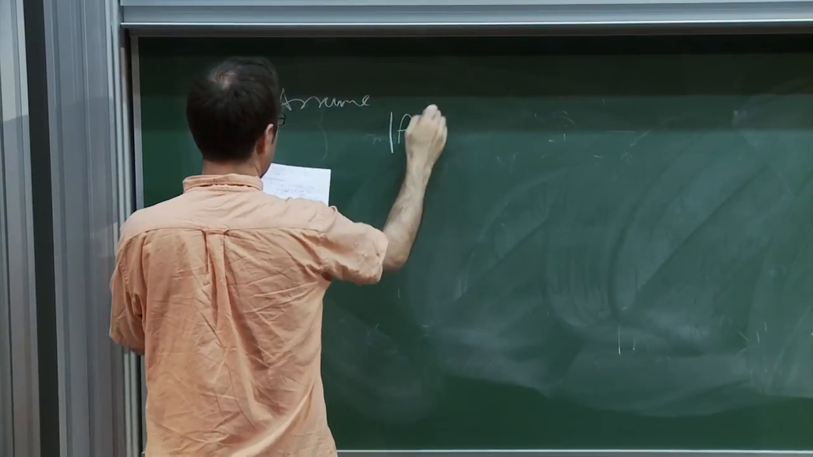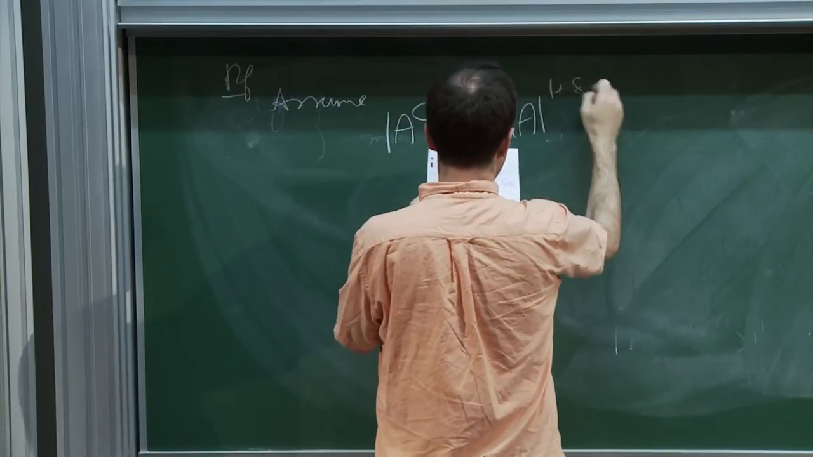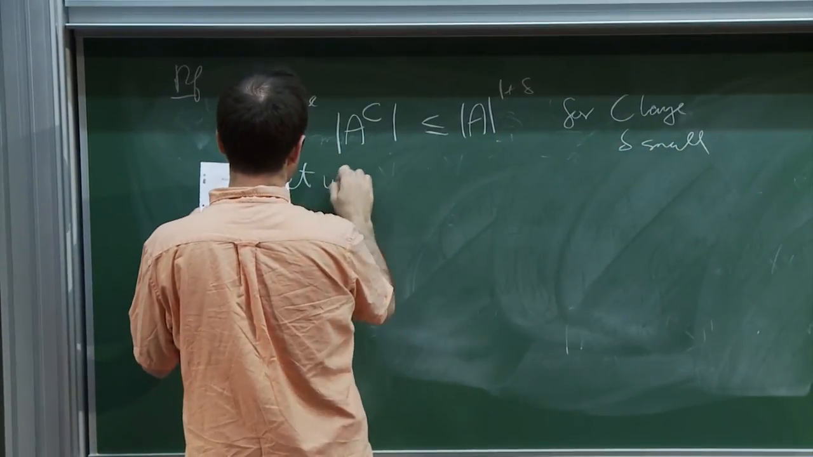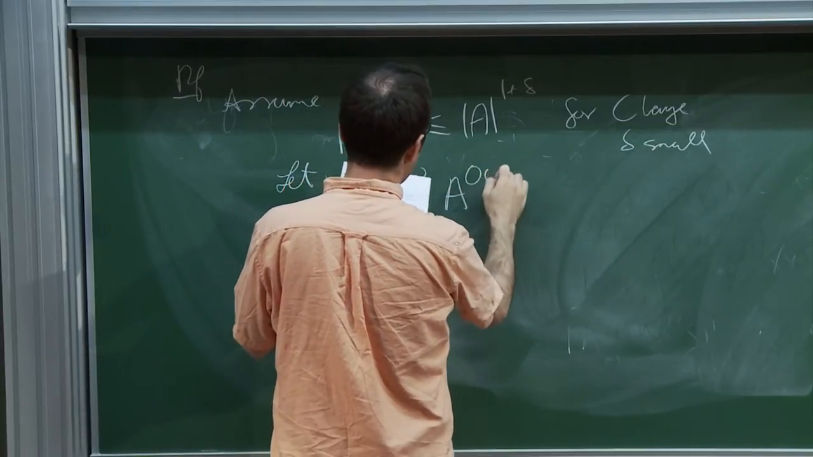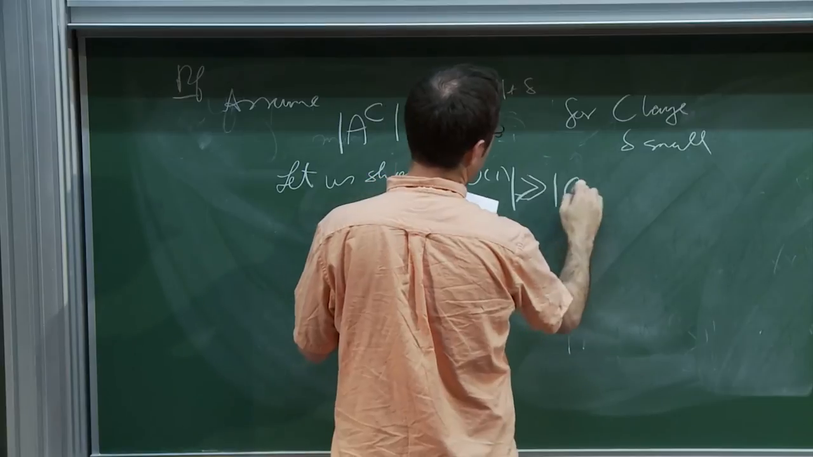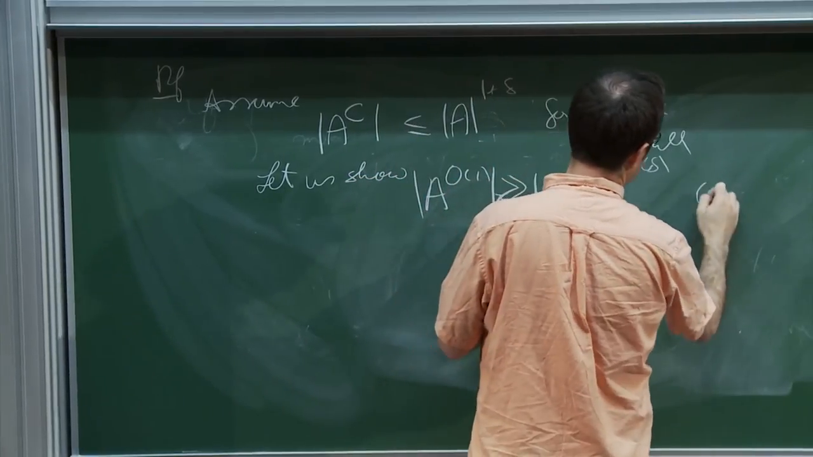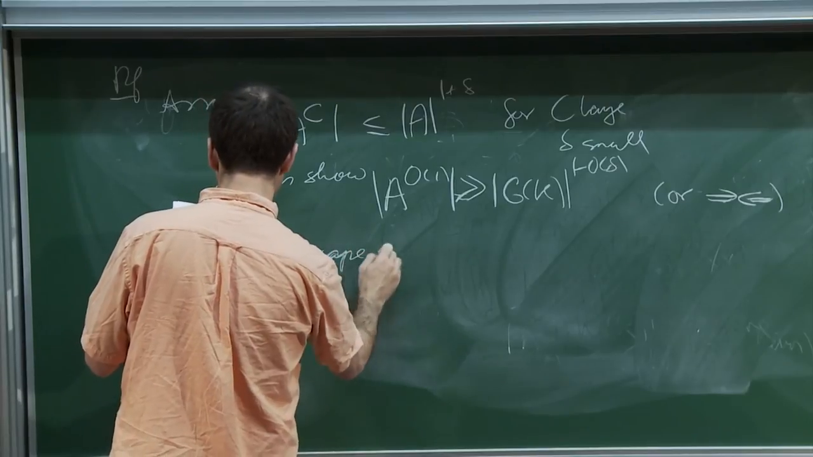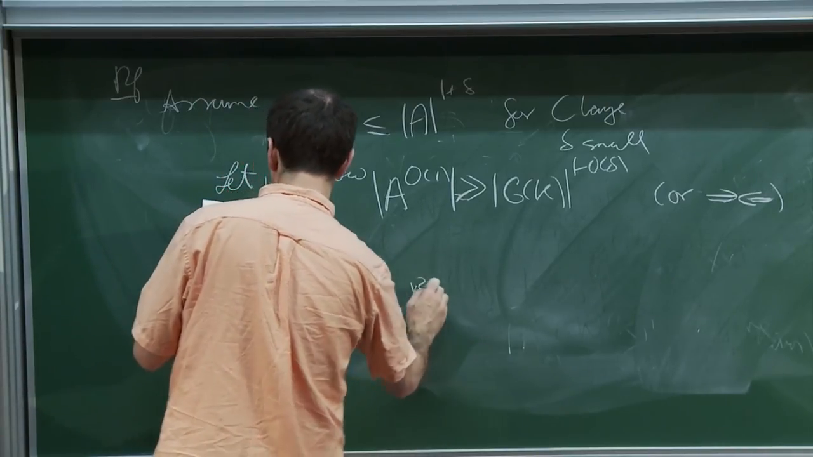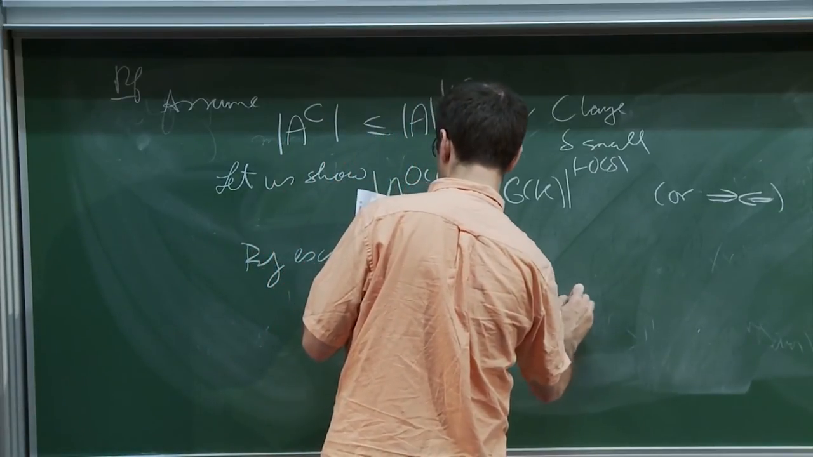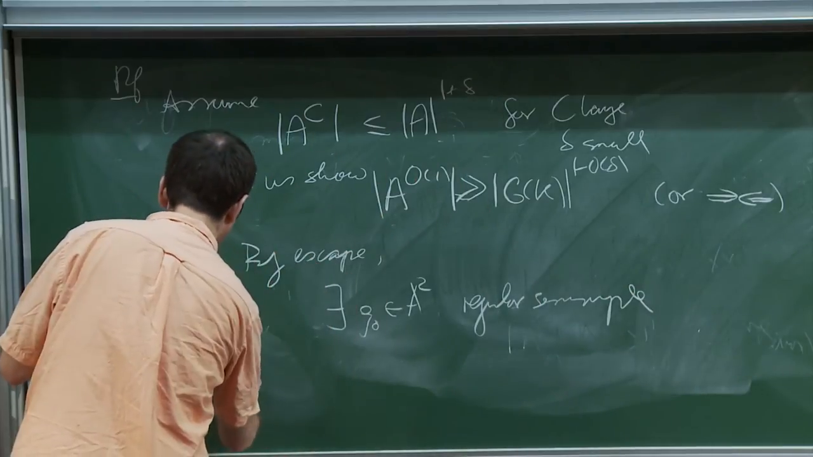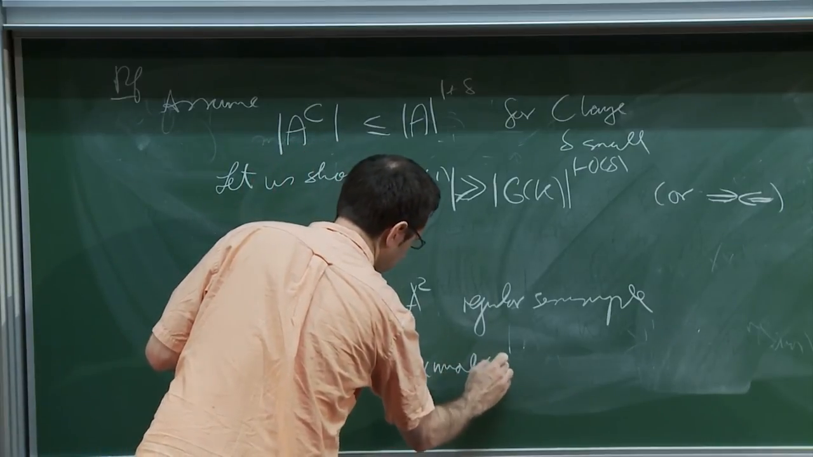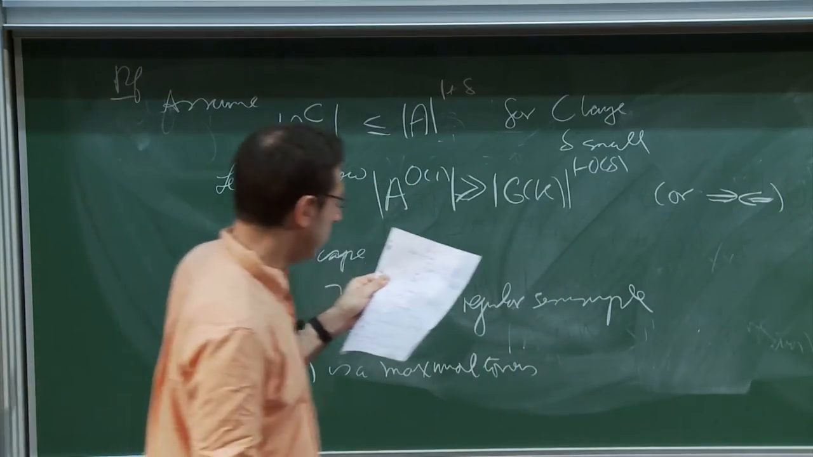So assume that this is less than A to the 1 plus delta for C large and delta small. So let us show that the second conclusion holds, A to the O of 1 is almost everything, or contradiction. By the escape lemma, there exists some semisimple element. Right? It's a generic condition. So its centralizer is a maximal torus, meaning it just consists of the diagonal matrices under some basis.